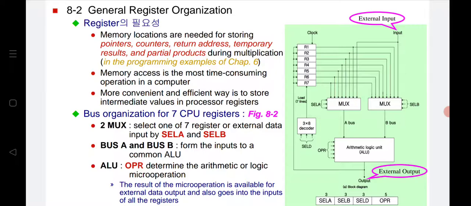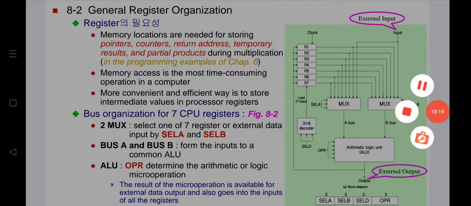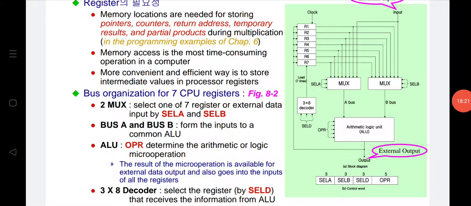In the same way, mux B will also have the same thing, and any one of the results will be in the B bus. Based upon this A and B bus, your ALU will perform the operation based upon the instruction. Based upon A bus and B bus data, the ALU will perform the operation and generate the output, which is your external output.